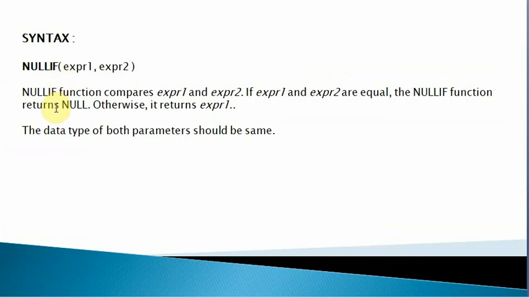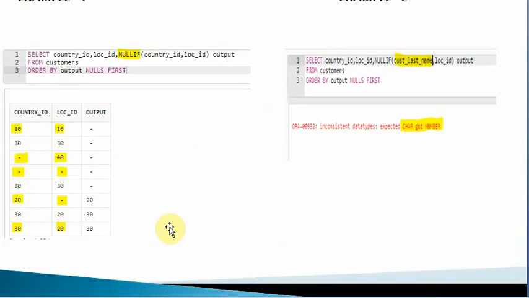Then we have the NULLIF function, which compares expression 1 and expression 2, and if both are equal, this function returns null, otherwise it returns expression 1, and the data type of both parameters should be the same. See a few examples here.